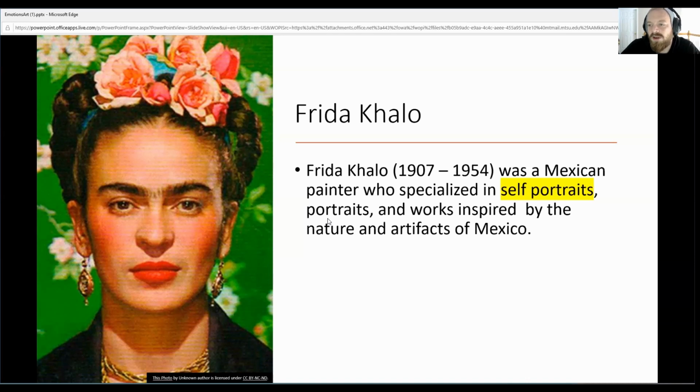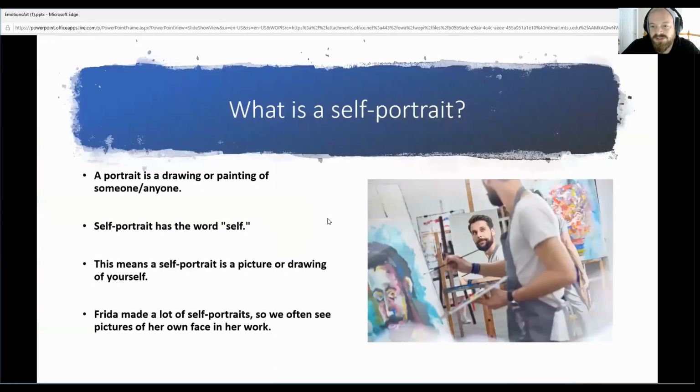But Frida was known for a lot of things, but one of the biggest things she was known for was her self-portraits. And so we asked that in class, what is a self-portrait? And over here, I wrote, a portrait is a drawing or painting of someone. It could be anyone. So if I had my brother and I was drawing a picture of my brother, I'd be drawing his portrait. If I was drawing a portrait of my dog, I'd be drawing, again, or painting a picture of him. There's a lot of ways that we can think of portraits, but what does that have to do with self-portraits? Well, self-portraits have the word self in them. So this means a self-portrait is a picture or drawing of yourself.